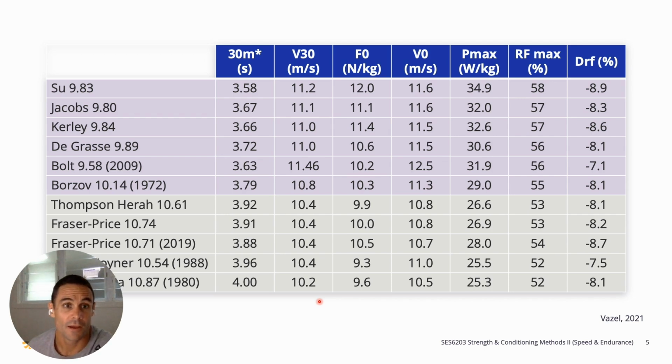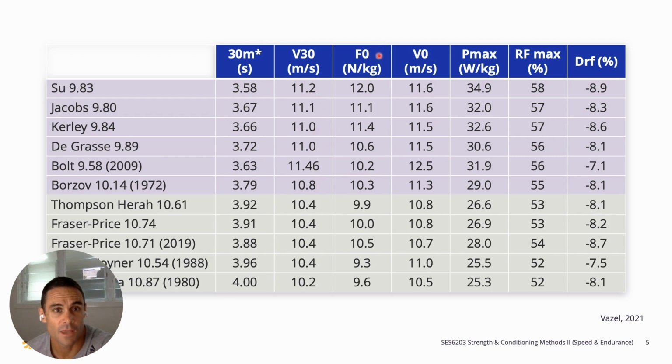But you can see here these sprinters. So this is Su Bingtian, 10, the sprinter I was lucky enough to work with in China. 9.83, that was in the semi-final of Tokyo. Lamont Jacobs, who won the gold medal in Tokyo, 9.8. Fred Kerley did really well. Andre De Grasse, 9.89, he was a silver medalist in Rio. Bolt, this is Bolt's world record. Borzov, here's Elaine Thompson, 10.61. Shelly-Ann Fraser-Pryce, 10.74, 10.71. Flojo, 10.54. And we can see all their 30 meter times through here. We can see their velocity at 30.